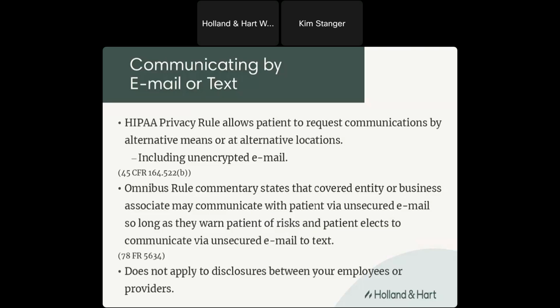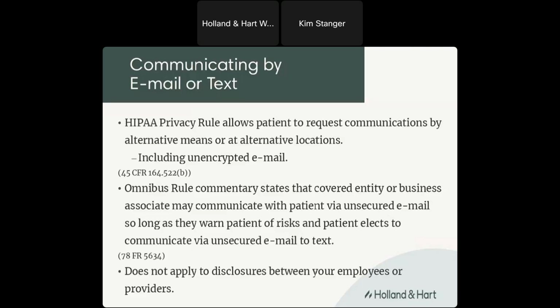A word about communicating via email or text. The HIPAA security rule generally says you can't use or disclose protected health information via unsecured means. That means unencrypted email or unencrypted text, which are most of your emails or texts. But the HIPAA privacy rule says the patient has a right to request communications by alternative means or alternative locations. So if the patient asks you to communicate with them via unencrypted email or text, then you can go ahead and do that, despite the security rule.